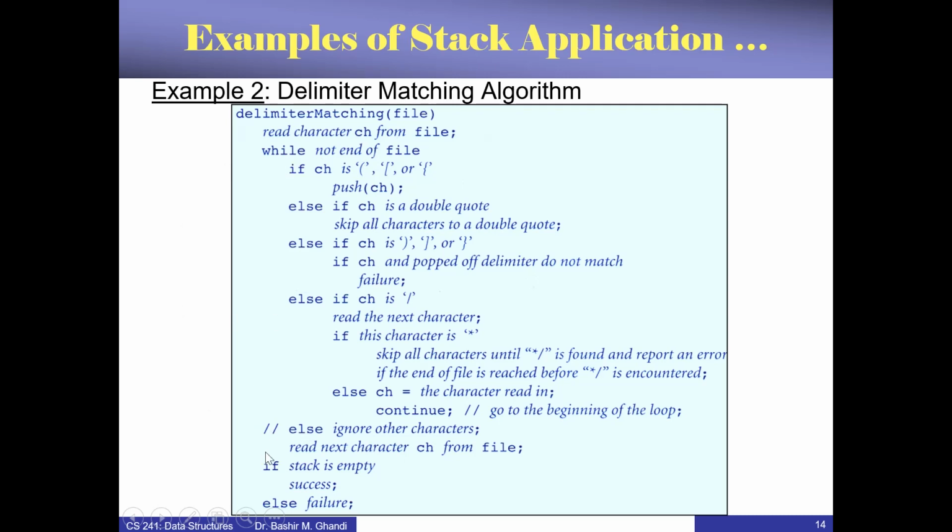So this is actually the end of the loop. This if statement is not part of the loop. The loop finishes here. So now at the end of the loop, the stack must be empty, because if it is not, there is an issue with your file or with your statement. So we have a statement here that says if stack is empty, success means return true, else return false. So this is the algorithm.